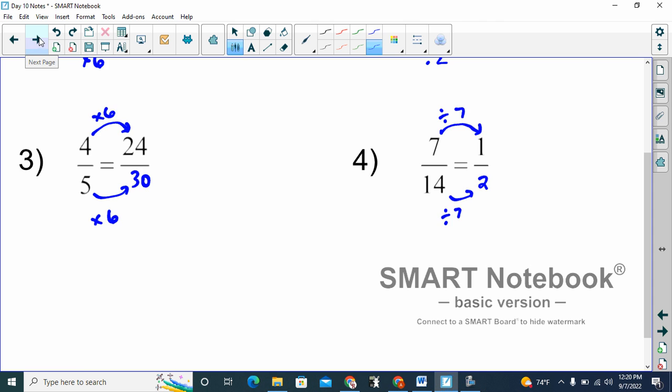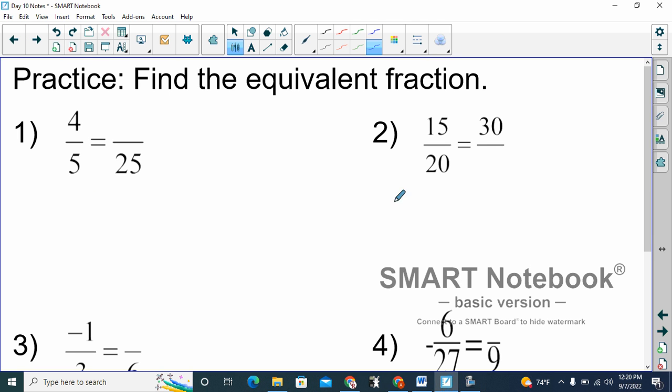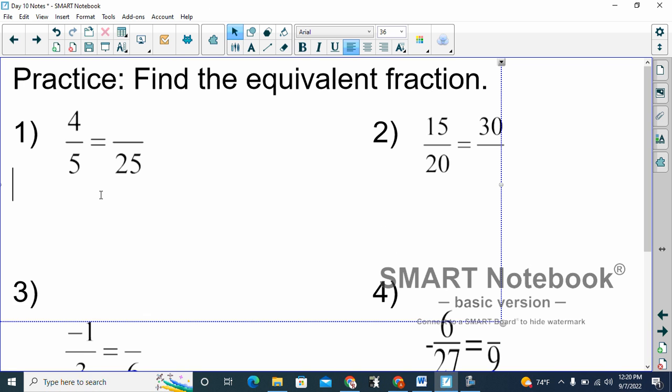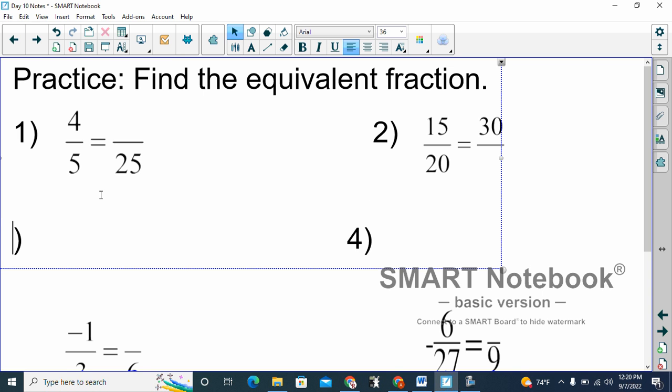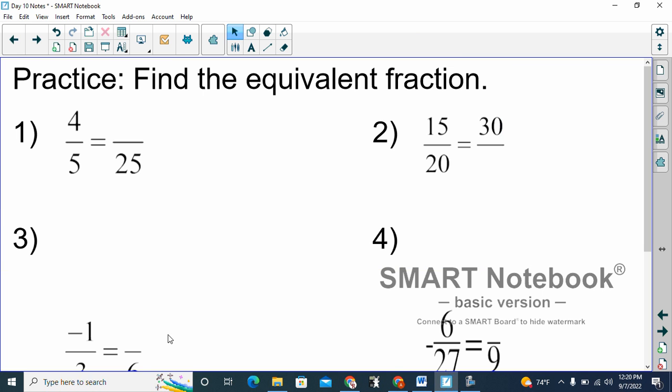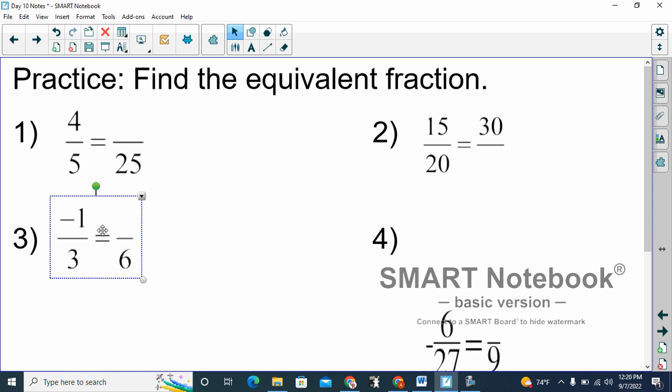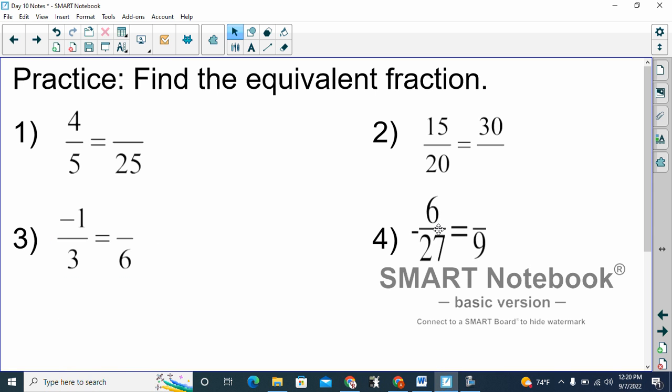In your notes, I want you to try each of the following problems. I want you to pause the video and try each of these. I'm going to move this up so the watermark's out of the way. So again, pause the video, try each of these. Once everybody's ready, you can play the video and we'll take a look at the solutions.